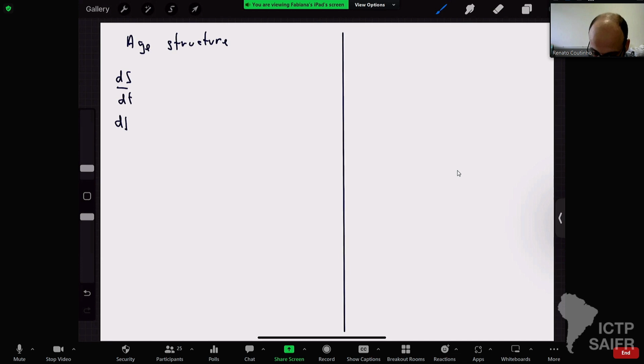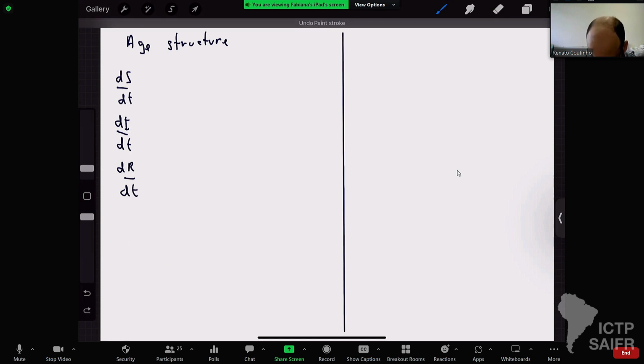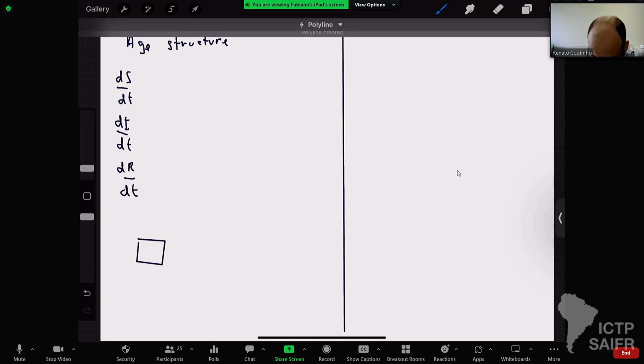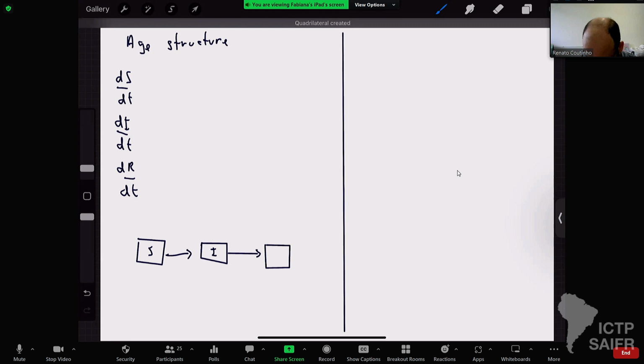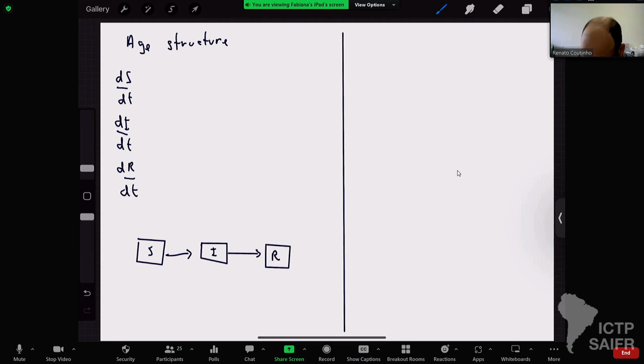How do you do age structure? Let's think about a SIR model. So if I have an SIR model, you have seen this before, right? You write something like this: dS/dt, dI/dt, dR/dt. You have these boxes here. I could have done this better. I'm really out of practice after stopping the remote classes. So you have something like this, these boxes here.